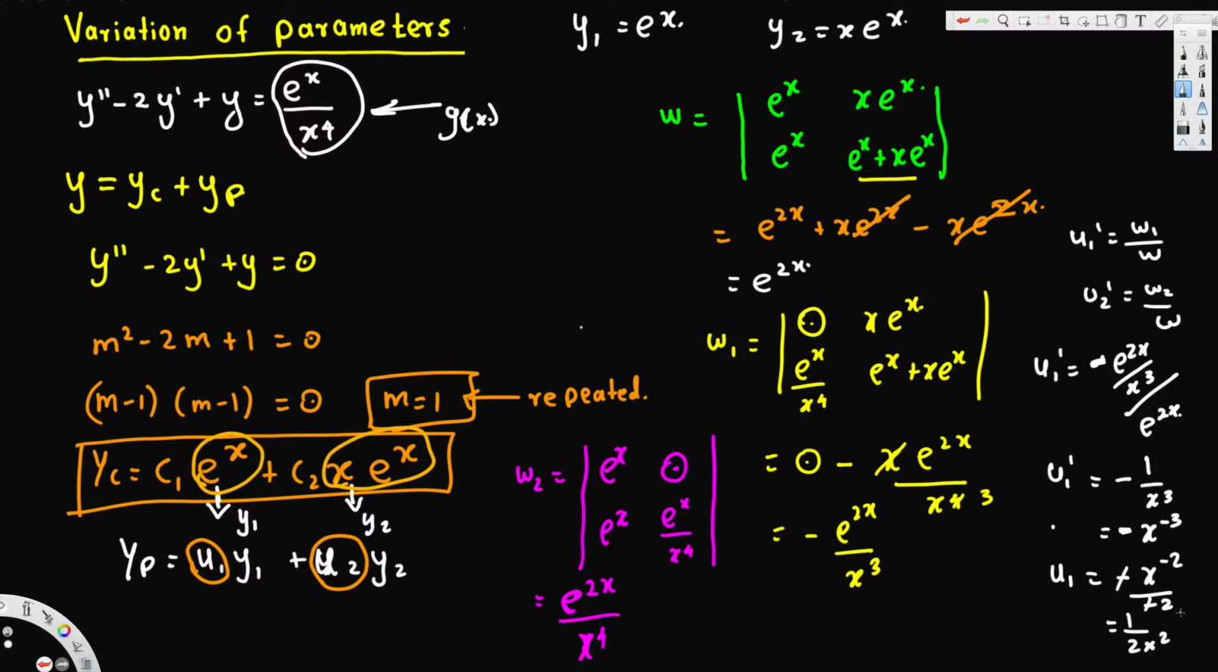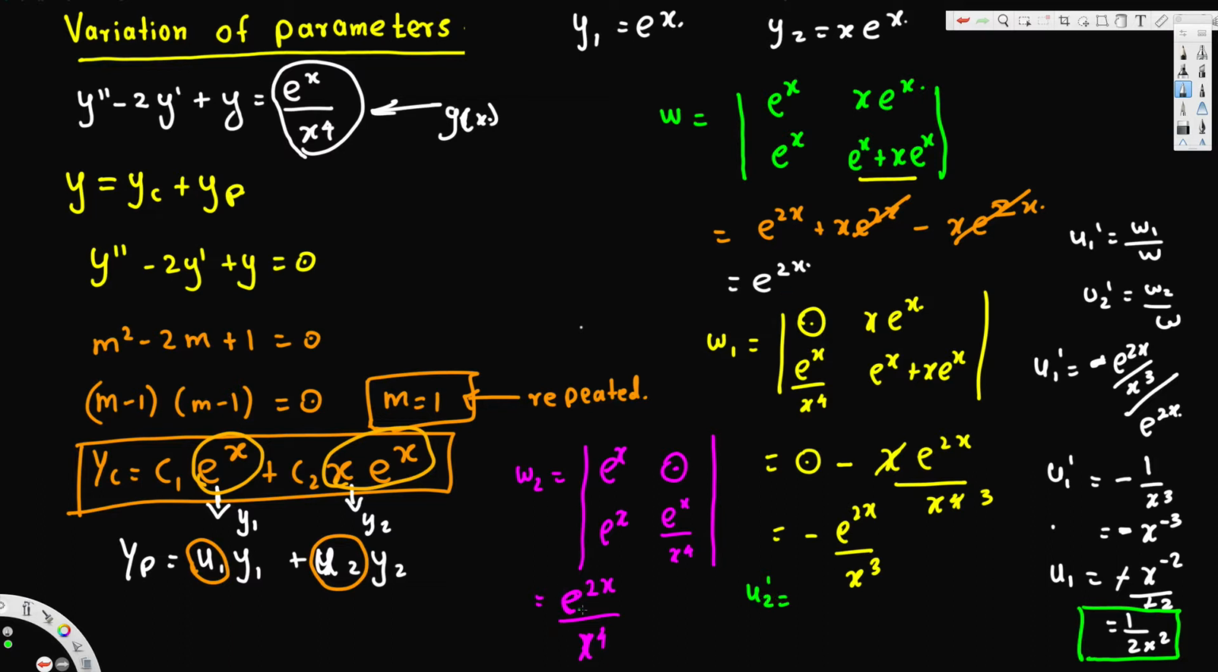Now the next thing is we have to find out u2. Okay, let's continue somewhere here. u2 prime is equal to w2 over w. Let's box this one. This is one of the important solutions. u2 prime is going to be w2 over w.